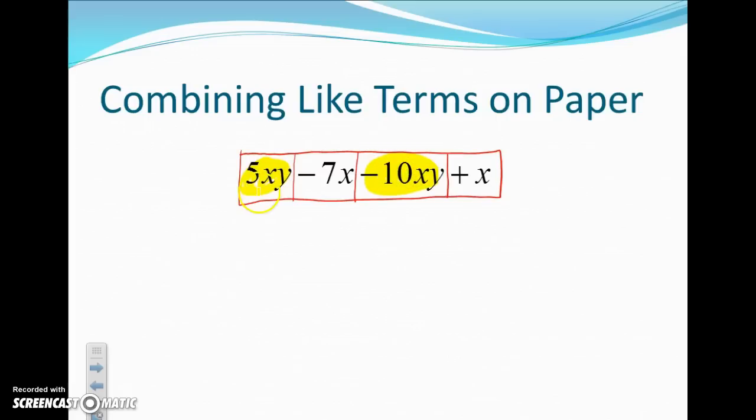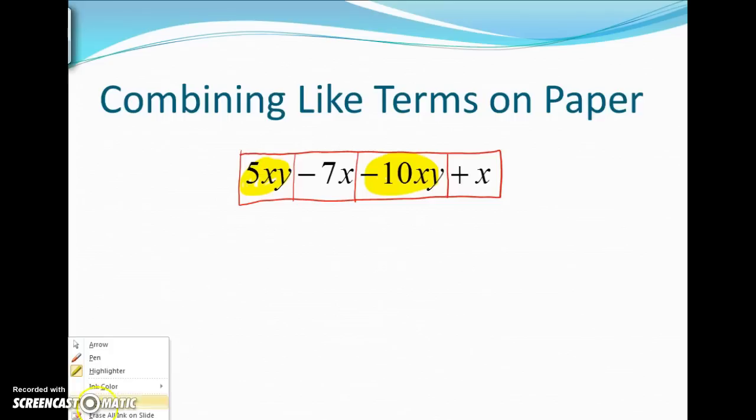Some of you might say 5xy and x are like terms since they both have x. Is that true? No, because the first one has y next to it, and the last term doesn't have y, so they are not like terms. They have to have the same combination of variables.